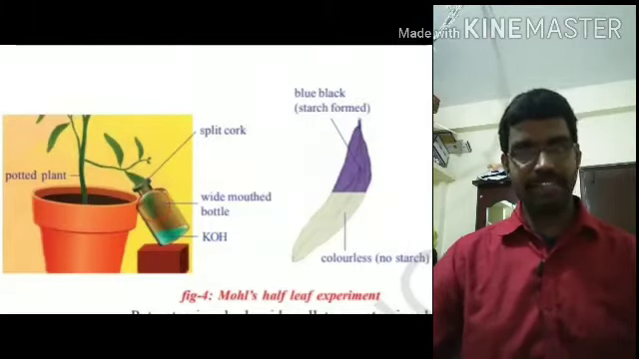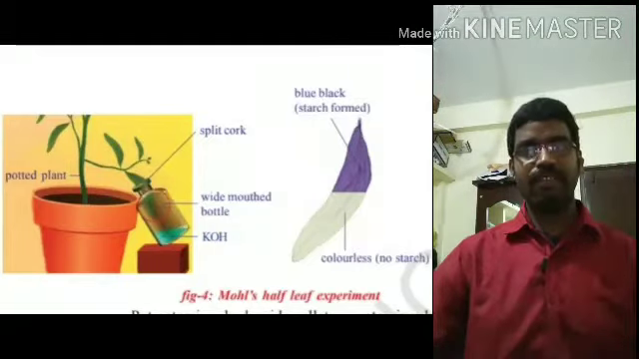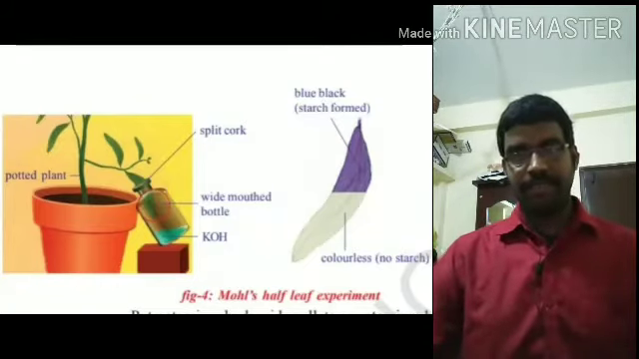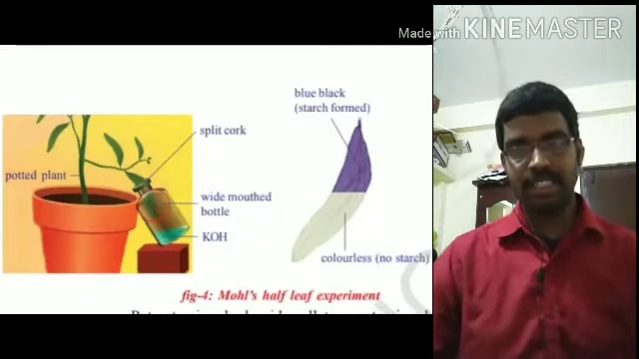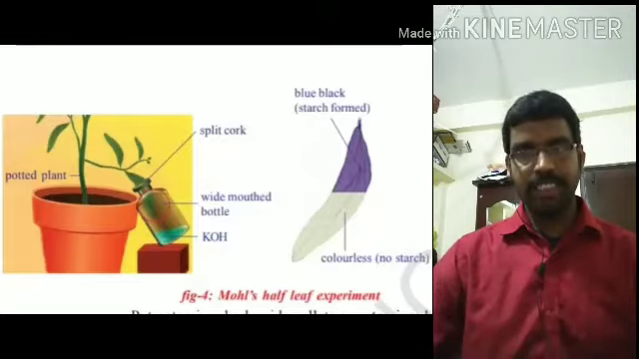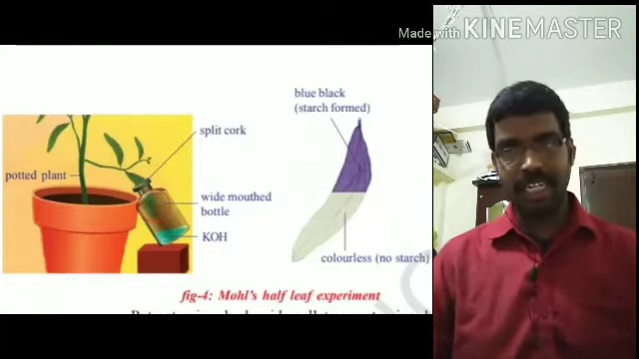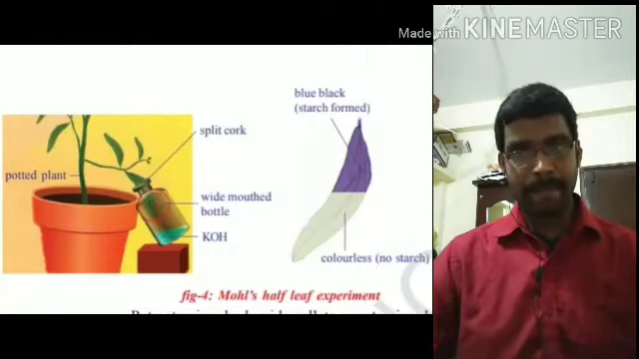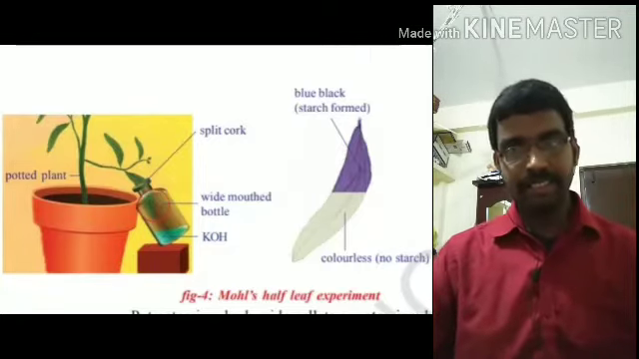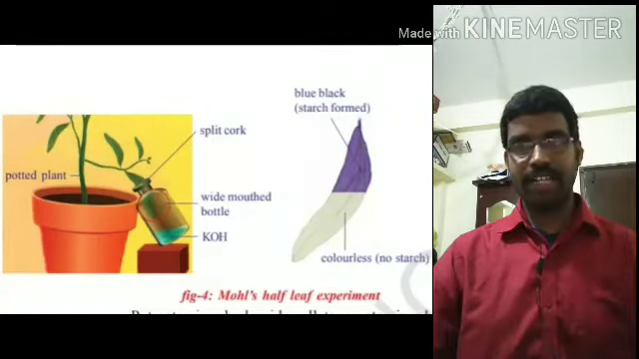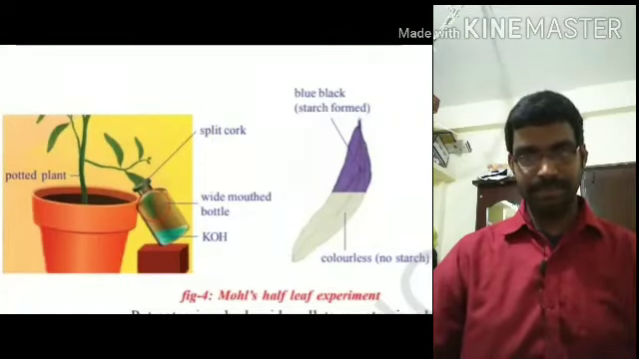For this activity, you need some different kinds of apparatus. First, a potted plant, a wide mouth bottle, KOH solution, a split cork, iodine solution, a petri dish, and a rubber cork. These are the apparatus you have to use in this activity.